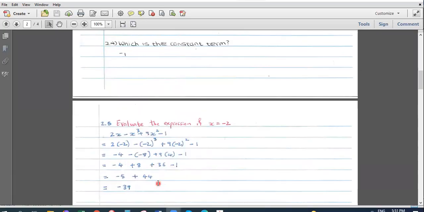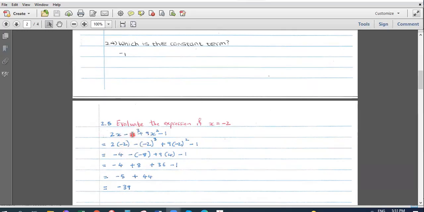The next part is to evaluate the expression. So we have the expression here. We have to evaluate, that is, find the value of the expression if x is given the value of minus 2. So wherever we have x, we replace it with minus 2 or negative 2. You replace all the x with negative 2. We substitute, in place of x, the value minus 2 and we use brackets.